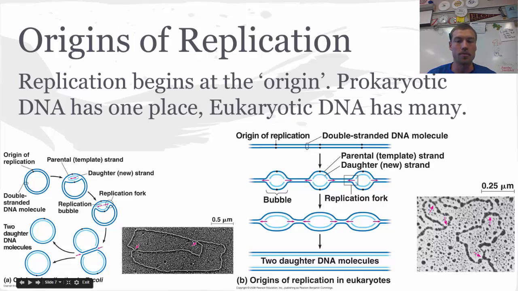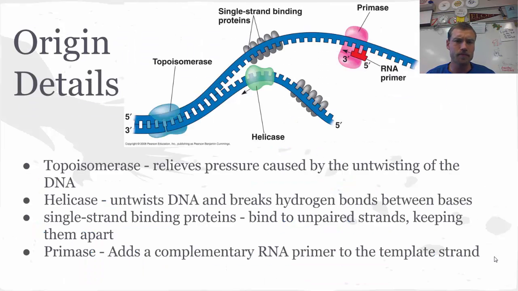So it's not just one place that replication is occurring. In eukaryotes, it's at many places. Now, at the origin, we have a molecule called topoisomerase, which relieves pressure caused by the untwisting of the DNA. DNA wants to be twisted. When we untwist it, there's some pressure, so the topoisomerase helps to relieve that pressure.